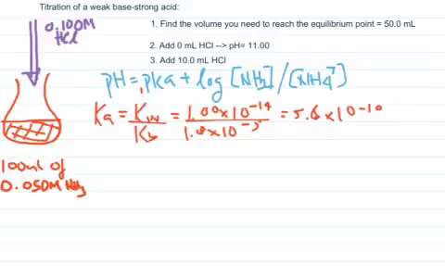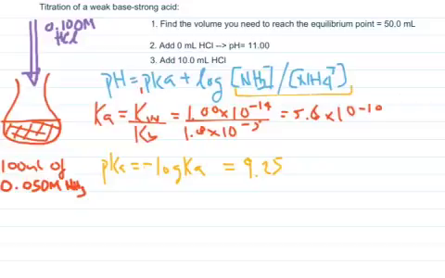So when I plug this in, I get 5.6 times 10 to the minus 10. Now I need to find the pKa, so pKa is equal to the negative log, and I get 9.25. Now, how do I figure out the ratio?